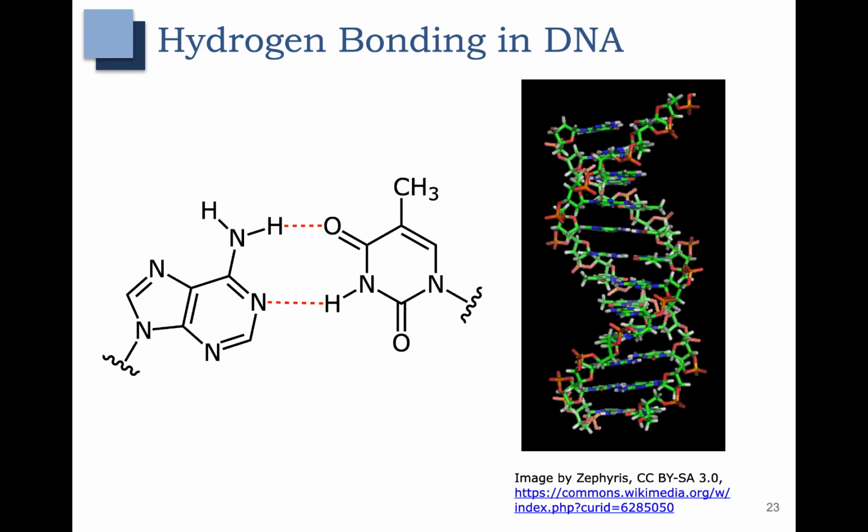Make sure never to show a hydrogen bond with a solid line because it's not technically a covalent bond. It's just an intermolecular interaction. That's why we use those dotted lines to show the hydrogen bonds.